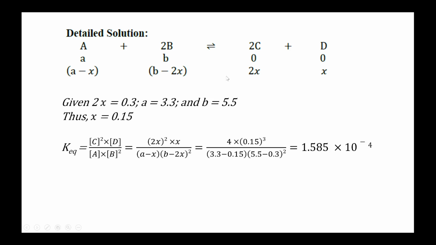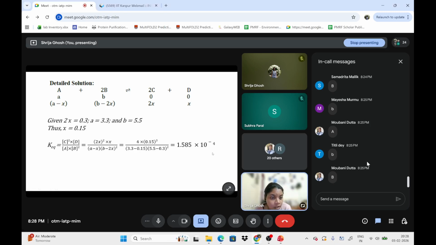Now the equilibrium constant for this whole reaction will be defined as the concentration of C whole square, that is 2x whole square, multiplied by the concentration of D, that is x, divided by the concentration of A, that is A minus x, multiplied by the concentration of B whole square, because 2B is there. So it would be B minus 2x whole square. Now just replace the value of x. You know the value of x, you know the values of A and B. Just replace, solve it, and you will get the answer as 1.585 into 10 raised to the power of minus 4. I hope this is what all of you have done.